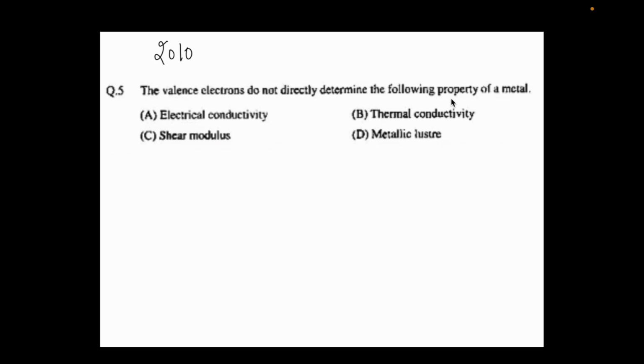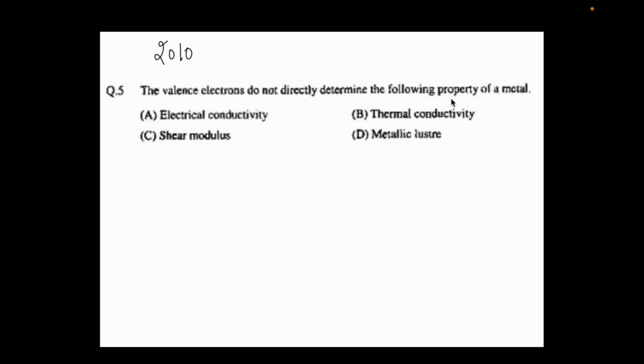So the question is to choose the one property which is not described by the valence electrons in the case of metals. Okay, so look at the electrical conductivity first. Obviously, that is something described by the valence electrons, and it depends on the free electron model and the movement of the free electrons, mainly the valence electrons. So it directly determines electrical conductivity.